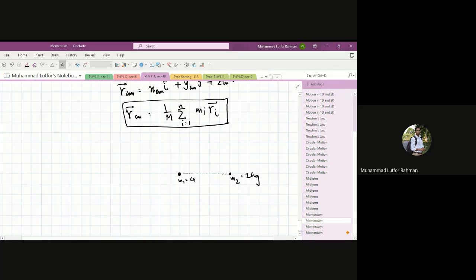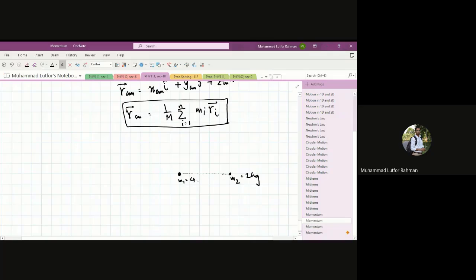Now I am to find out the center of mass of this system. What would be the center of mass? Can you predict what would be the center of mass of this system? Will it be at the middle of these two masses or somewhere else? It will be closer to m1. It will be closer to the m1.